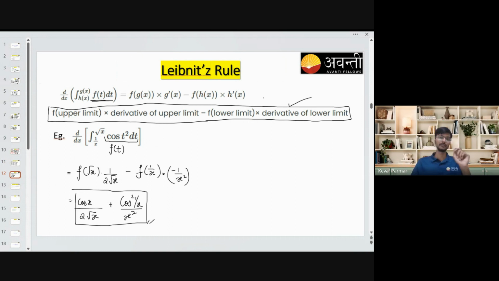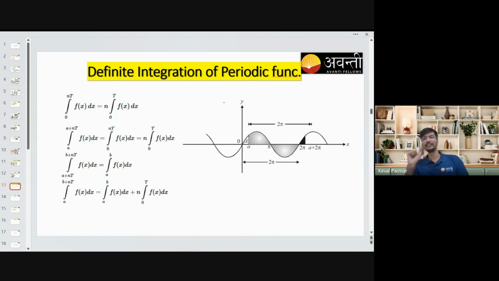Right, guys? Let's move on to the next, which is the definition of periodic function. This is important. I hope you know all these formulas. What are the formulas, guys? These 4. Here, T is the period of f. Right? So the first formula says it is 0 to nT. Then we can bring n down, a to a plus nT. So basically, we can write it as n times 0 to T. A plus nT to b plus nT.